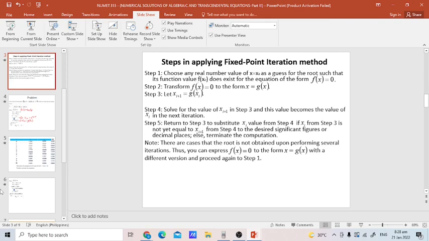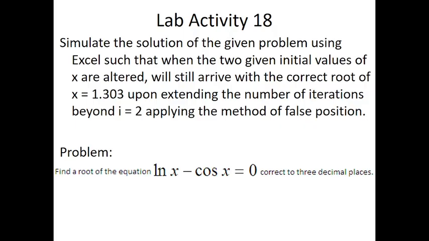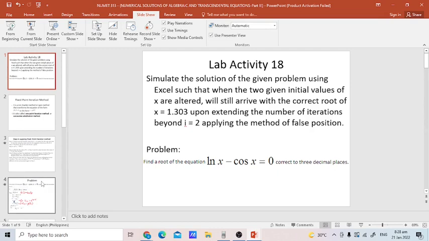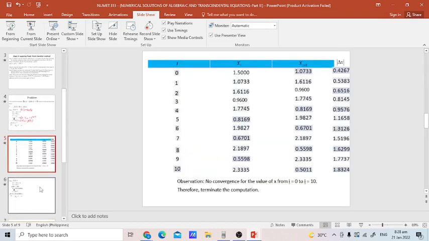O, ibang version ng x equals g of x. Okay? Ibang version tayo. So, ibang version. Ayan. Terminate na natin, no? Hindi kasi siya nagko-converge. Okay? Nagda-diverge, no? Siya, no? So, ang next version ito.